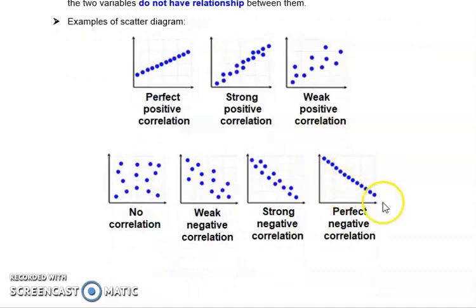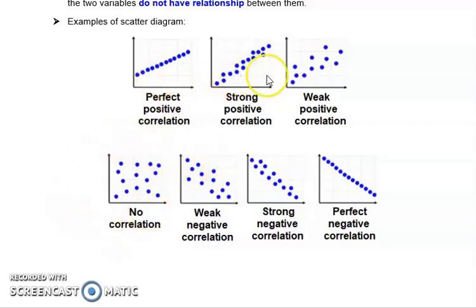Okay, this one, the direction is to the left, means that it has a perfect negative correlation. This one again, you look at the data points, they fall closely to each other, so we can say that it has a strong negative correlation. This one, the data points fall a bit far from each other, then we can conclude it has a weak negative correlation.